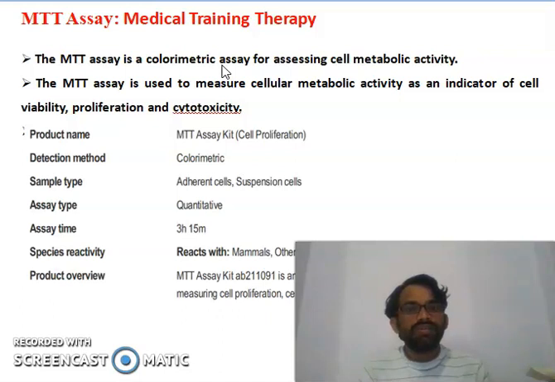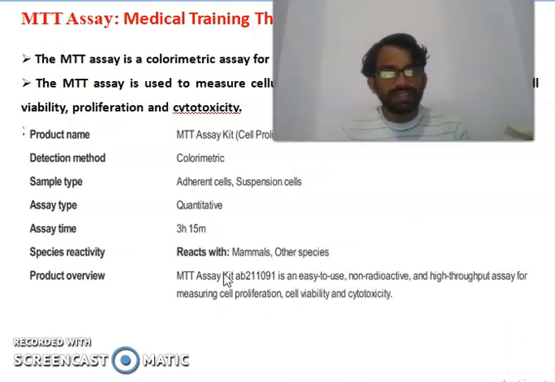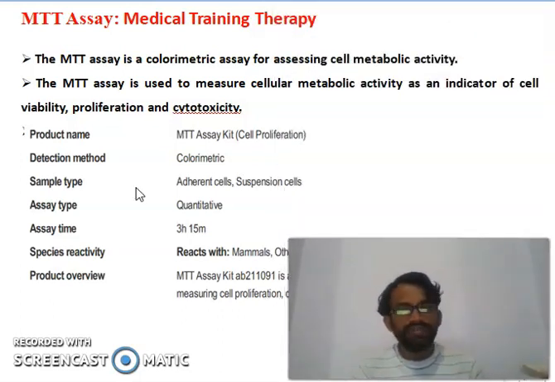Cell proliferation: the detection method is colorimetric, the sample type is adherent cells and suspension cells, the assay type is quantitative, and the assay time is 3 hours 15 minutes. The species reactivity is mammalian and other species. The product overview: the MTT assay kit is easy to use and non-radioactive, and is used for measuring cell viability, cytotoxicity and proliferation.